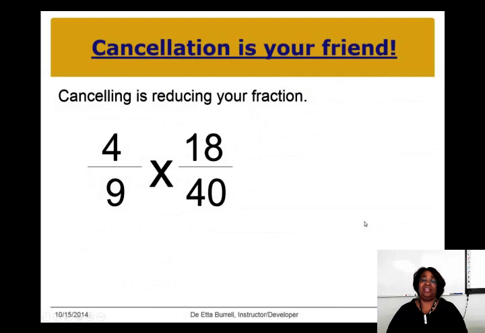Now let's review cancellation is your friend. Remember, cancellation is a really nice method to use to simplify your fractions as much as you can before you actually multiply them. So remember, in cancellation, you take one top number and one bottom number. It doesn't matter which top and which bottom, as long as they both are divisible by the same factor. So when I say divisible by the same factor, that means there's another number that's a factor that goes in both the top number and the bottom number, and it goes in evenly with nothing left over.